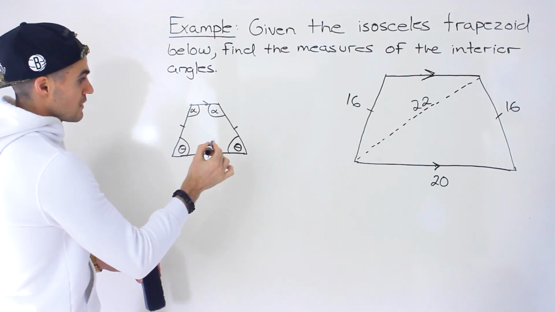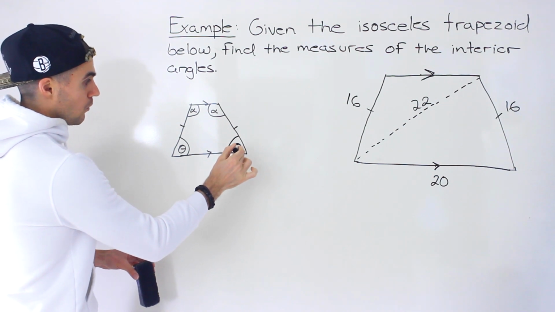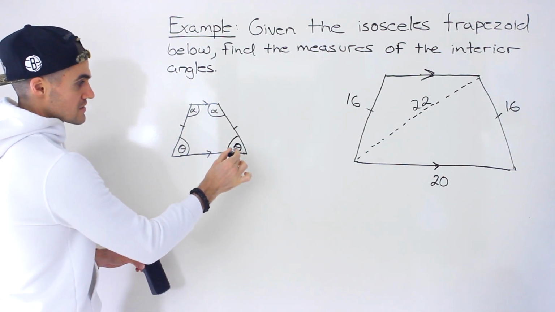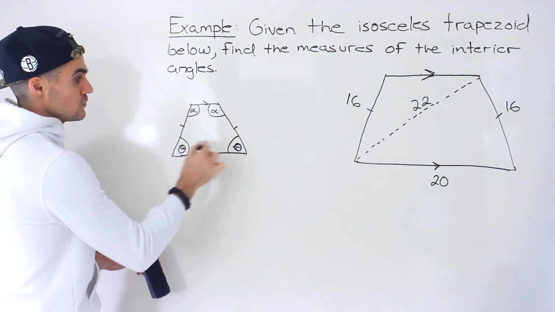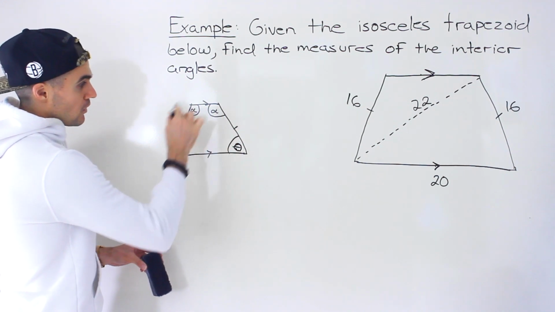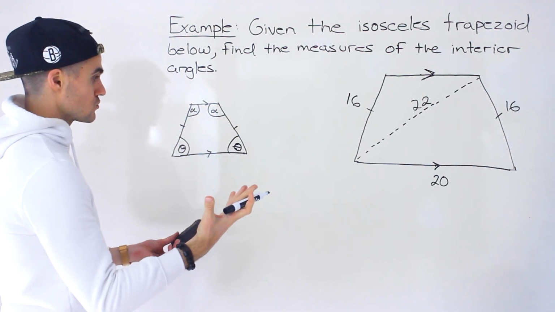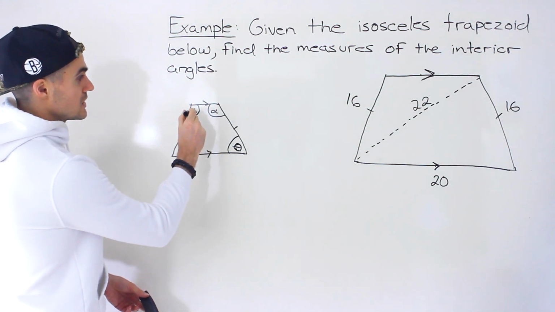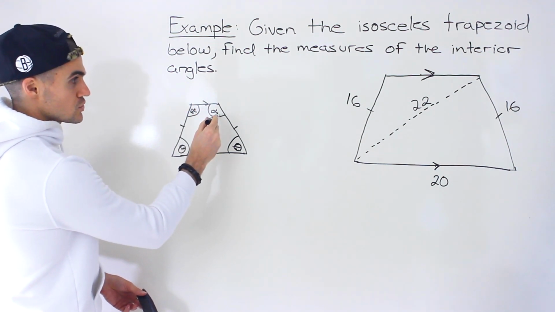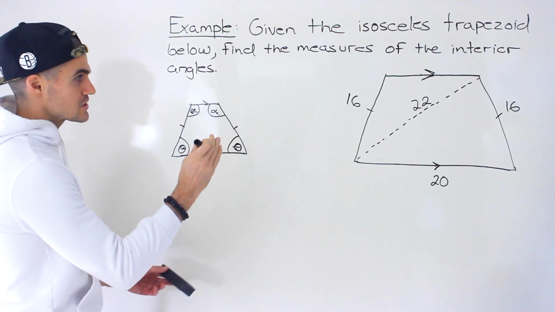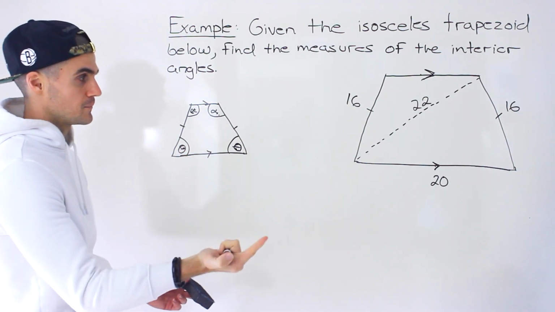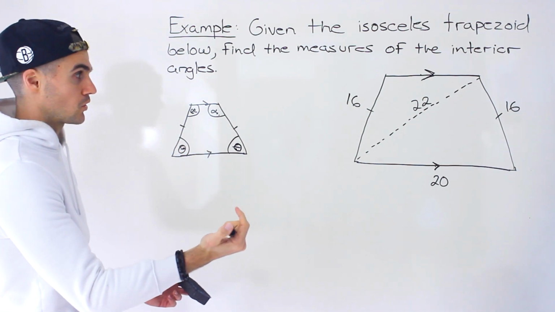So if we can find one of the angles of this isosceles trapezoid, then we automatically get two of them. And because this is a quadrilateral, all the angles have to add up to 360, so it's really easy to find the remaining two. So we really just have to focus on finding only one of the angles, and then we're all good.